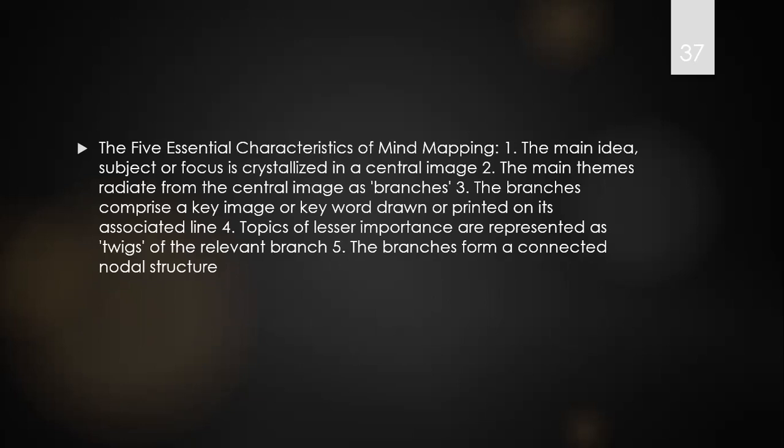There are essential characteristics of mind mapping. The main idea or the subject or focus is crystallized in a central image. Then the main themes, then branches comprising the key image or keywords. Then topics of lesser importance are presented as twigs, and the branches form a connected nodal structure. So these are the 5 essential characteristics of mind mapping.